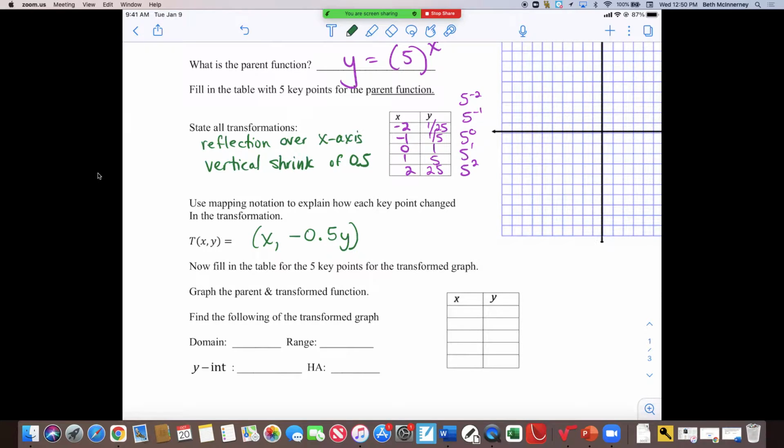Because we wrote down that there's a reflection over the x-axis, this one should be upside down. Okay, this one should be reflected over the x-axis.